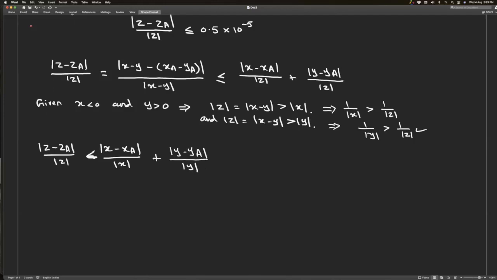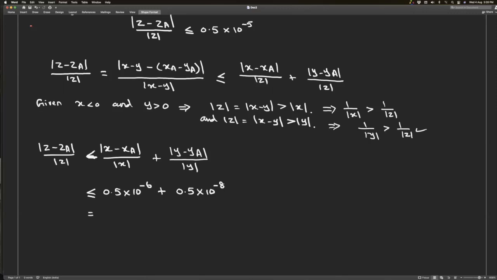We are given that xa has 7 significant digits. Therefore, the first term is less than or equal to 0.5 into 10 to the power of minus 7 plus 1, that is minus 6. And the second term has 9 significant digits. Therefore, it is 0.5 into 10 to the power of minus 9 plus 1, that is minus 8. Now we have to add these two numbers. It is always convenient to put the exponent equal and then add to avoid the confusion.